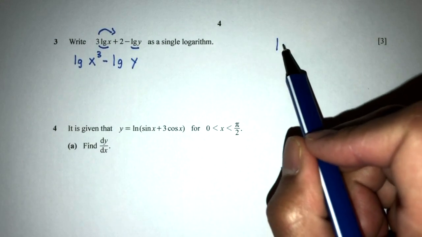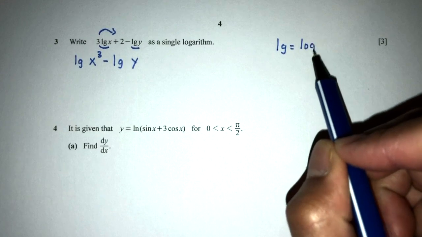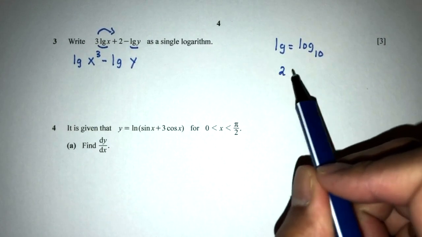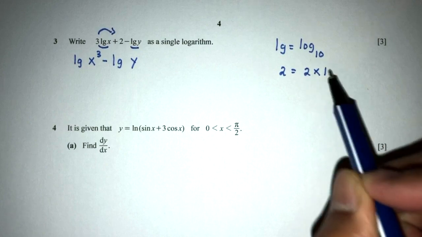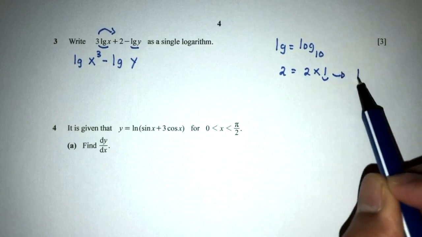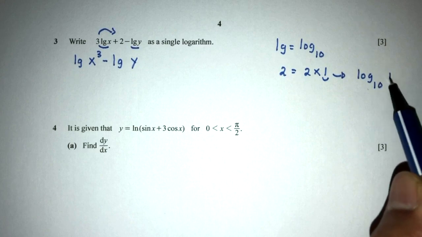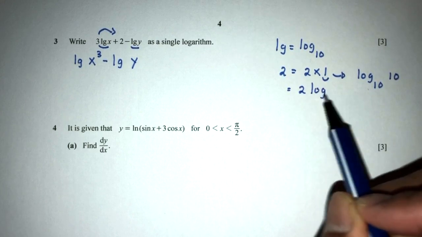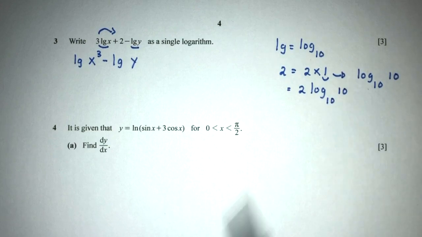Now what is log? It is basically log to the base of 10. Now as you can see, 2, what is 2? 2 is 2 times 1. And now what is 1? 1 is log to the base of 10 of the value 10. That will be 2 log 10, 10.